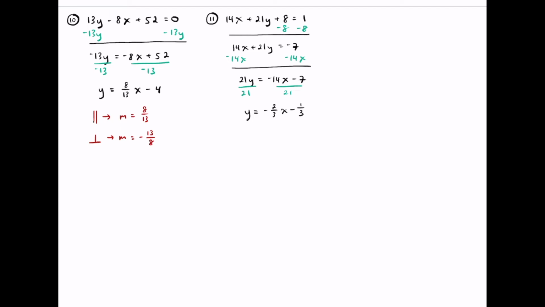Okay, so the slope here is negative 2/3. If you have a parallel line to it, the slope of the parallel line would be negative 2/3. And for a perpendicular line, that slope would have to be positive 3/2.